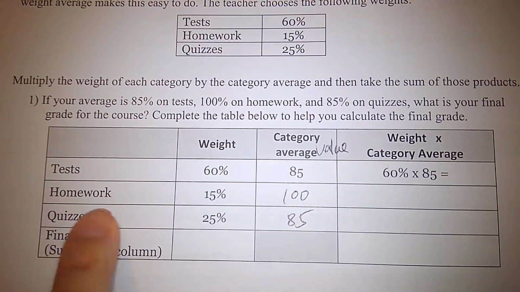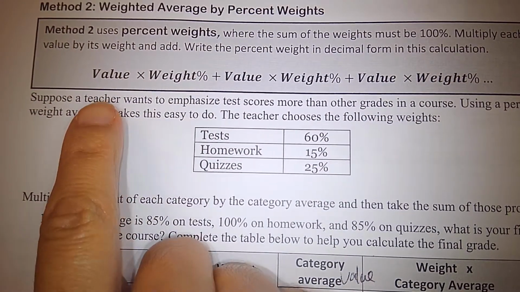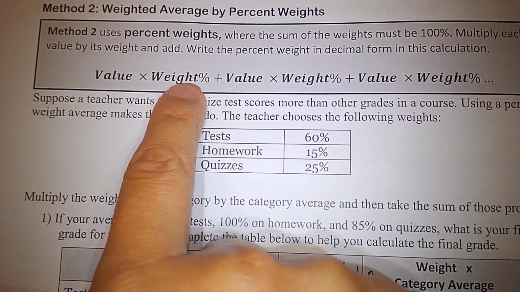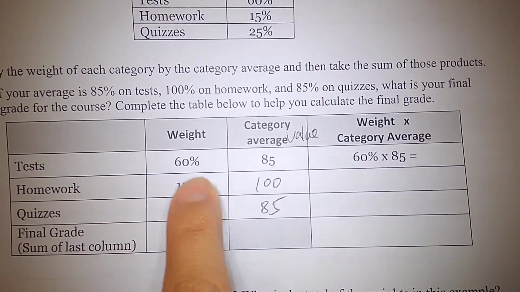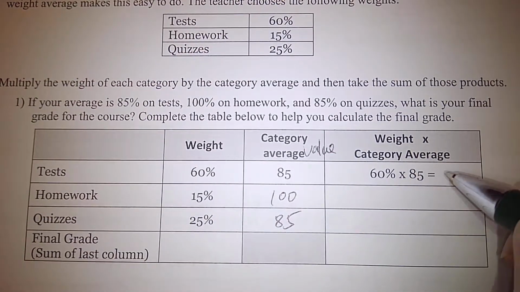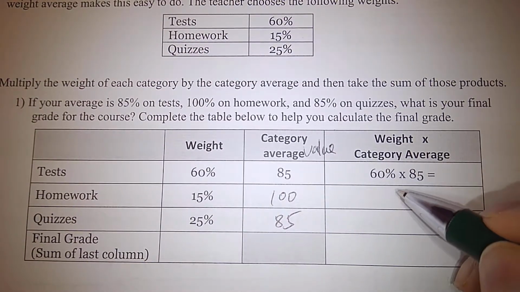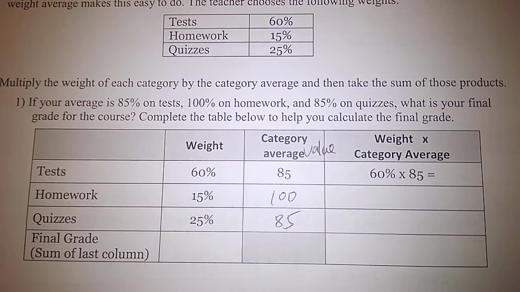How can we find the final grade for this student? Remember the formula we learned? Use each value times the corresponding percent, right? So 85 times 60%. 60% is 0.6, right? Can you please use a calculator? 0.6 times 85? 51.